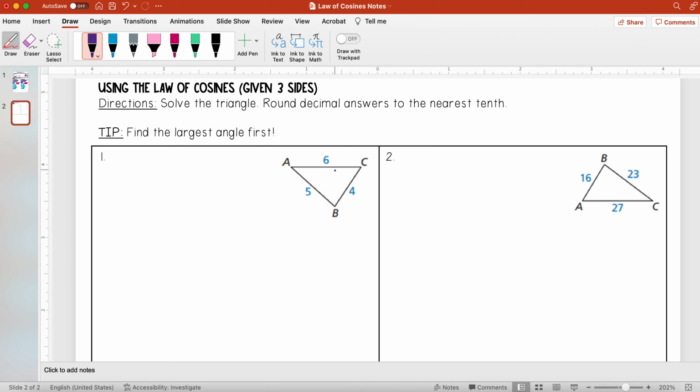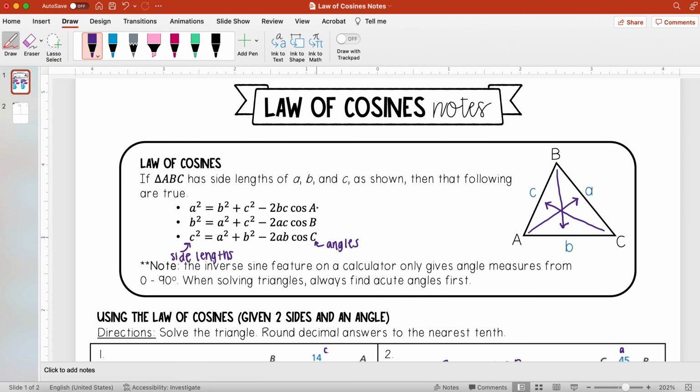My first step, just like before, is I'm going to label my sides A, B, and C. So A is opposite of angle A, B is opposite of angle B, and C is opposite of angle C. So to find my measure of angle B, I want to use the law of cosines again, because looking here, I can't use law of sines because I don't have any angle measures. And so I'm looking to see which formula is going to get me angle B. So which one has cosine of B in it? And I see that is my second formula again.